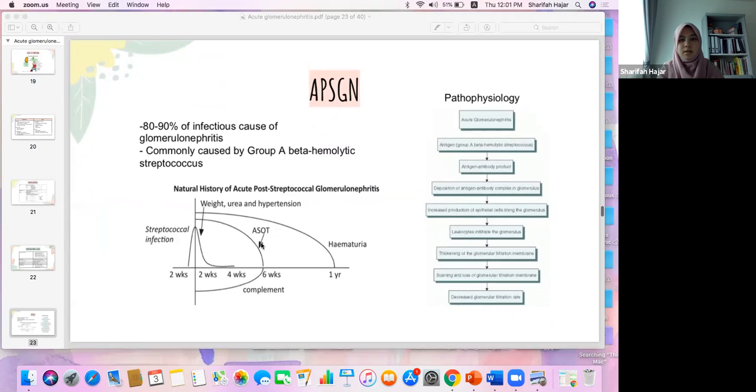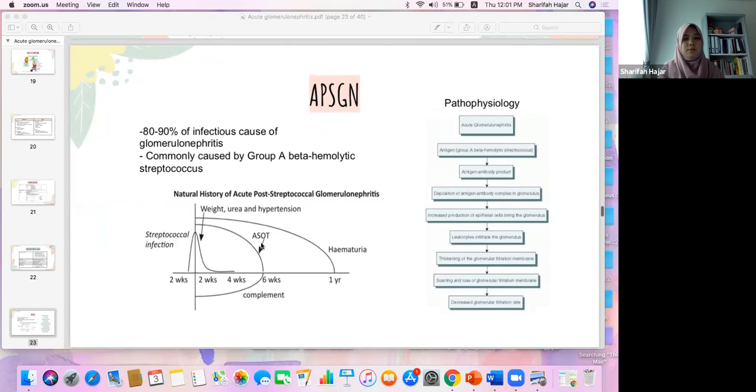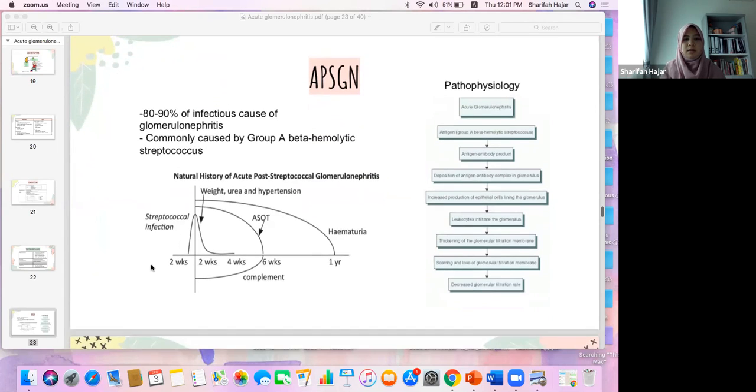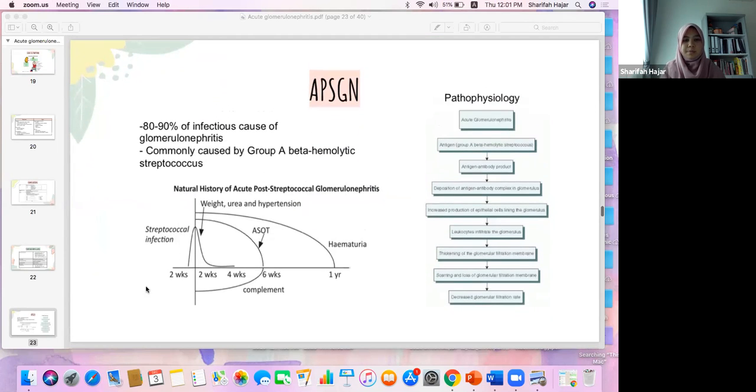the main cause of glomerulonephritis, which is acute post-streptococcal glomerulonephritis. So it accounts for about 80 to 90% of causes. So it is commonly caused by group A beta-hemolytic streptococcus. So this picture here is very important.